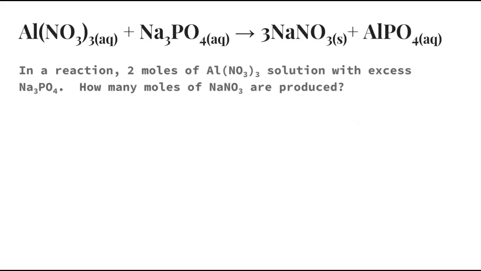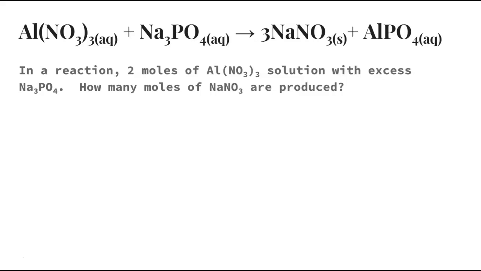So we have this chemical equation. We see that we have chemicals coming together to produce solids. And in this equation, it tells us the ratio. We know that for every 1 mole of aluminum nitrate, we need 1 mole of sodium phosphate, and it'll produce 3 moles of sodium nitrate and 1 mole of aluminum phosphate.